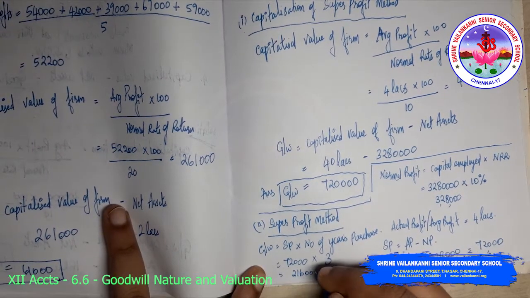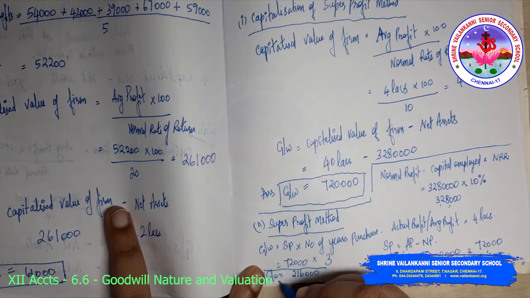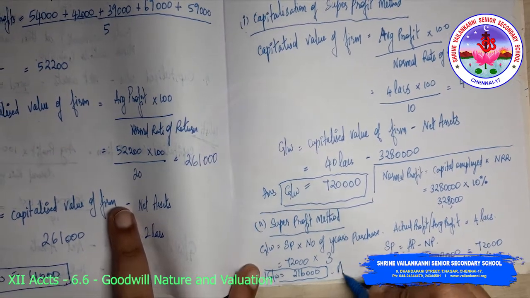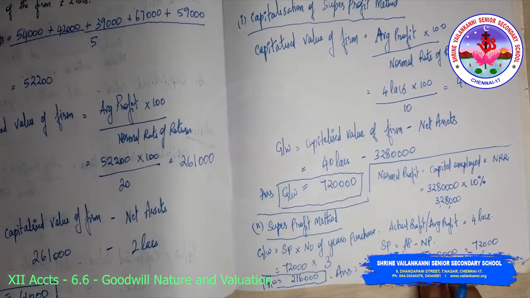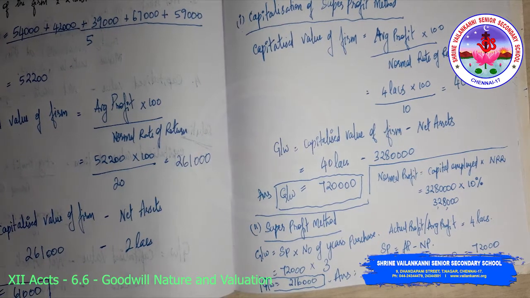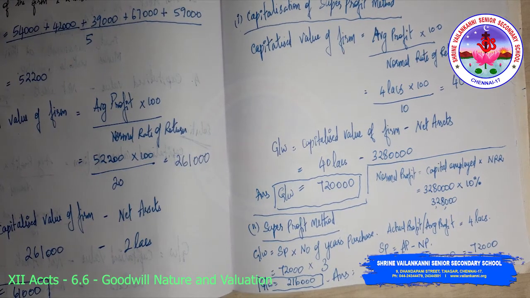So this is the goodwill under the second part answer. Okay, so this is how you need to calculate this type of problems. It's a very easy scoring question, so make sure that you practice correctly.